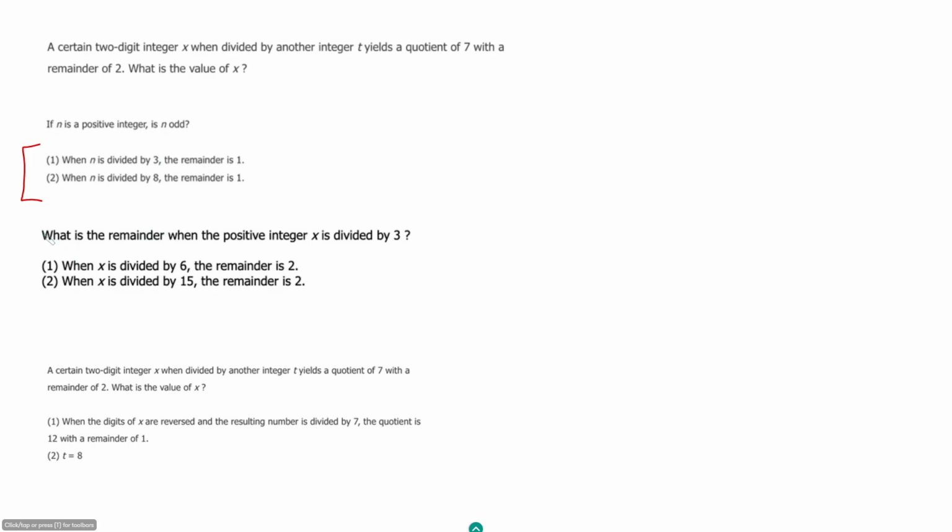And so the next problem says, what is the remainder when the positive integer x is divided by 3? And then your first statement says when x is divided by 6, the remainder is 2. Same thing, you could have said when x is divided by 6, the quotient is q and the remainder is 2. The second statement says when x is divided by 15, the remainder is 2. And then this last one says a certain two-digit integer x, when divided by another integer t, yields a quotient of 7 with a remainder of 2. And then this first statement here gets even wackier and says when the digits of x are reversed and the resulting number is divided by 7, the quotient is 7 with a remainder of 1.